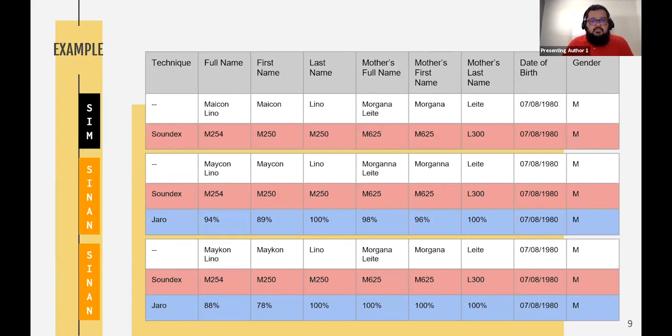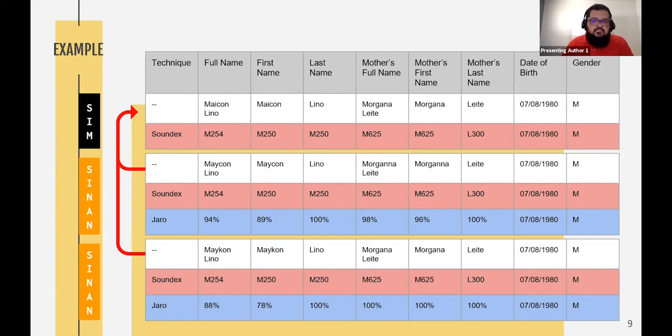And in this example, we demonstrate how the Soundex and the Jaccard technique work in practice. It is worth remembering that in this example, it is possible to find in the SINAN database two records for the same person. In this case, the patient abandoned the treatment, and when he returned, a new record was made in this system without any link to the previous record.